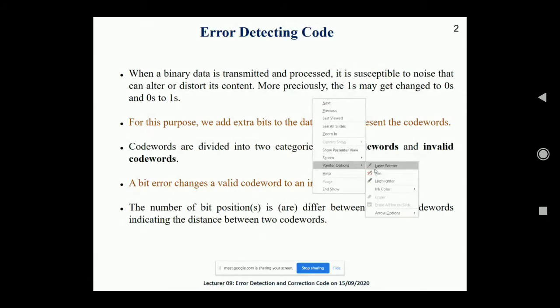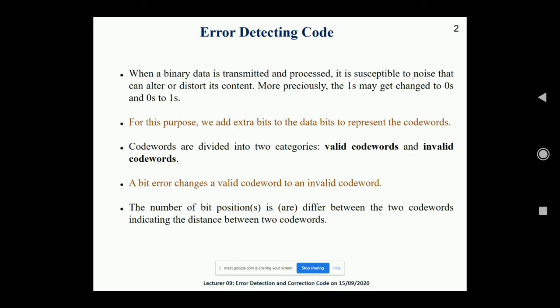What is noise? I have already discussed in the first class, noise means an unwanted signal, a signal that is not required for us. But during the transmission, that noise is created and disturbs the content of that information. Due to that noise, sometimes ones change to zeros and zeros to ones.